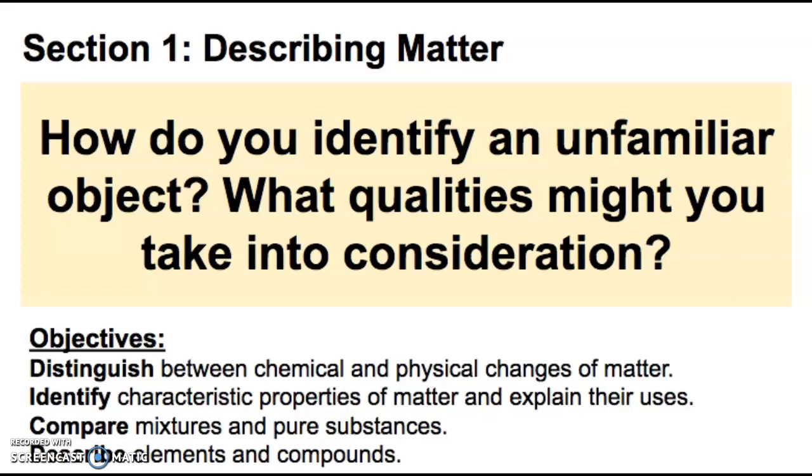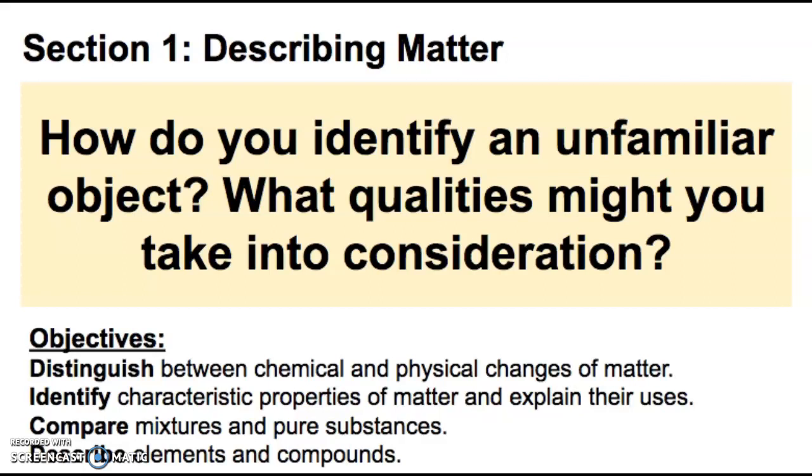Your bell ringer today was about chemical and physical changes again. Remember that a chemical change alters the nature of the substance and its properties, while a physical change is just going to change the way that it looks. Sugar dissolved in water is still sugar, and it can be taken out of that water if the water is allowed to evaporate. The second objective is to identify characteristic properties of matter and explain their uses.